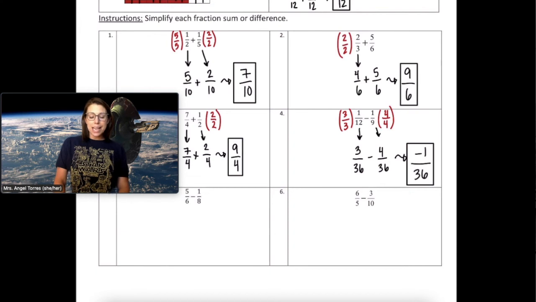Now that you've seen some examples, it's time for you to try. Go ahead and attempt number 5 and number 6 on your own, and then check back to see how you did.